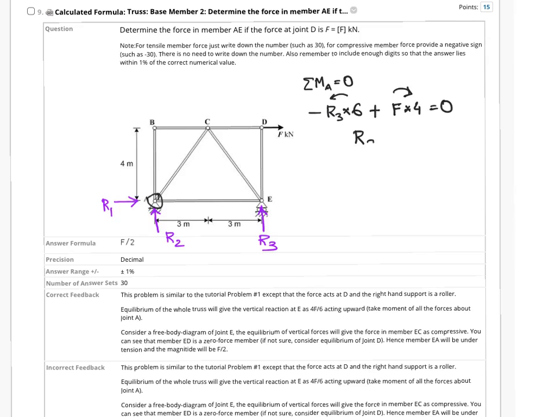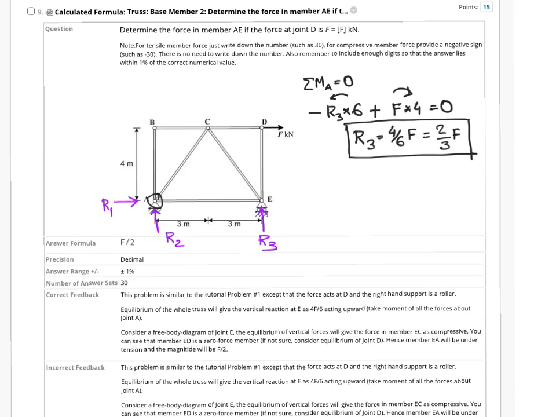So this gives us R3 is equal to 4 over 6 F. If I simplify that, that would be 2/3 F. So 2/3 F is the value of R3. Other thing to note, that this force is acting vertically upward, so my choice of R3 is correct. We probably would now do member AE, so for that we could try to do that.